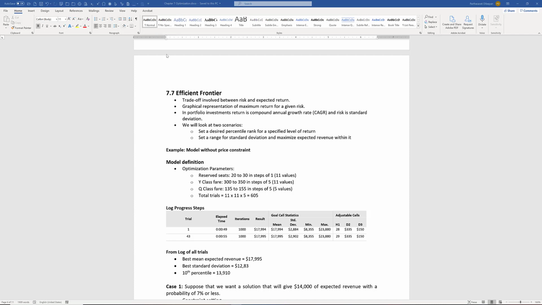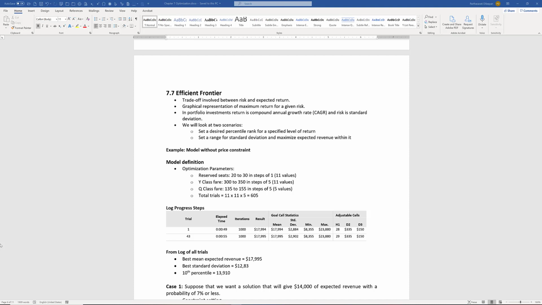The next topic is called efficient frontier. The efficient frontier approach or technique was first introduced for investment portfolio analysis. It's a method by which we make a trade-off between the expected return on the portfolio and the risk the portfolio is exposed to. So if you are able to withstand a higher level of risk, then you can have a higher level of expected return, and so on.